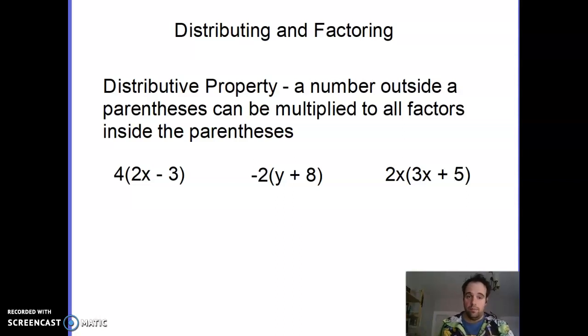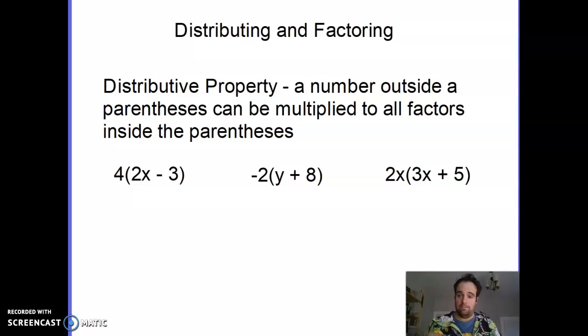So, first definition to get is what is the distributive property? The distributive property basically says that a number outside of parentheses or brackets or a grouping symbol, whatever the grouping symbol might be, can be multiplied to all factors inside the parentheses. Doesn't have to be, but it could be. And you send it to all parts of that item.